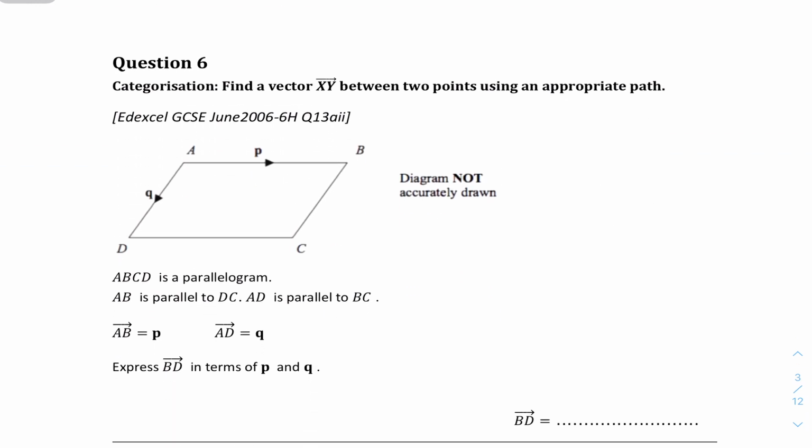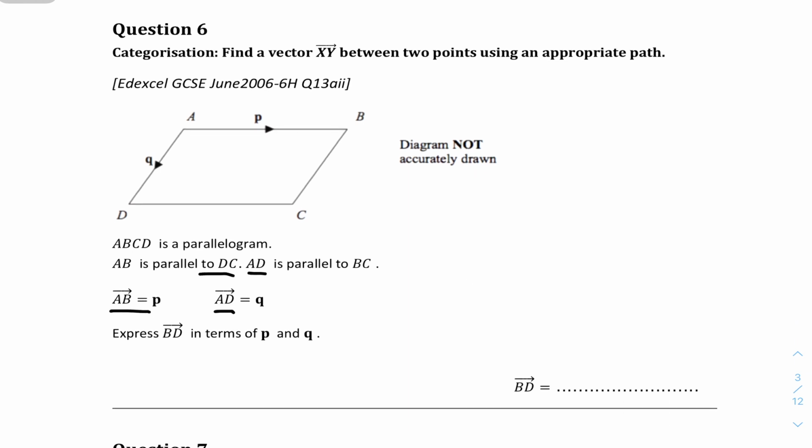And we have question 6. ABCD is a parallelogram, and AB is parallel to DC and AD is parallel to BC. We're given what AB equals and what AD equals. Express BD in terms of P and Q.